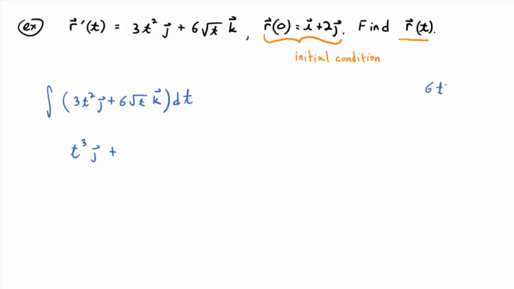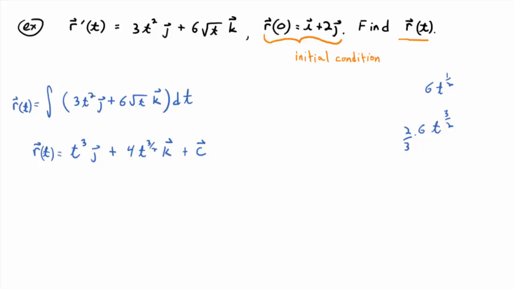6 times t to the 1/2, integrate that, what is that going to turn out to be? t to the 3/2 times 2/3, right? So what's that going to be? 4t to the 3/2, and that's k, right? And then at least for now we need a constant, don't we? So plus a constant vector c. Now this is r of t, so let's label it correctly. r of t equals this integral, and this integral turned out to be this.